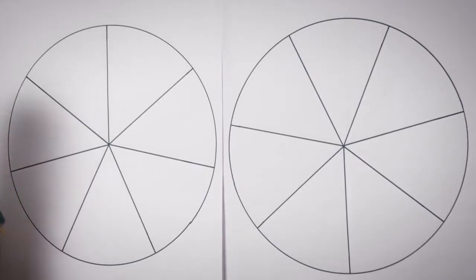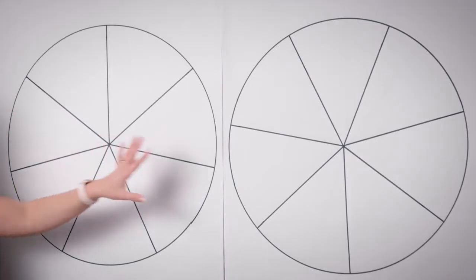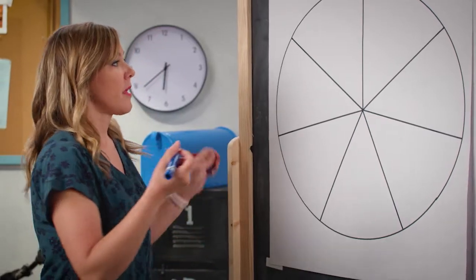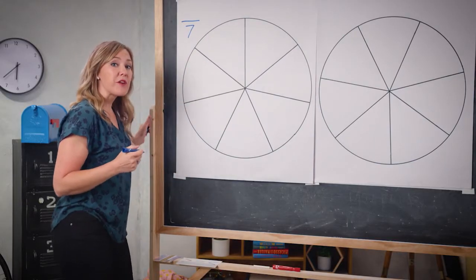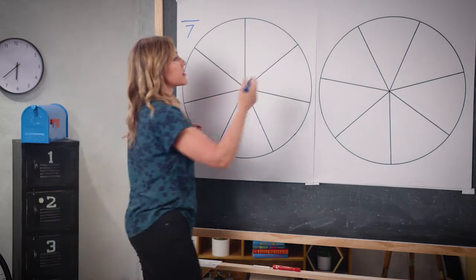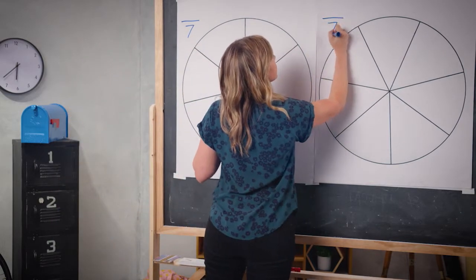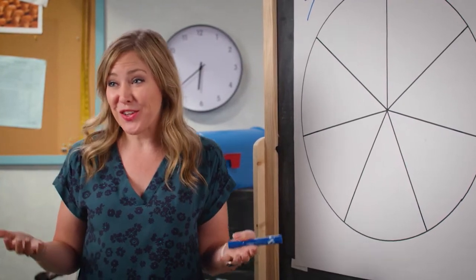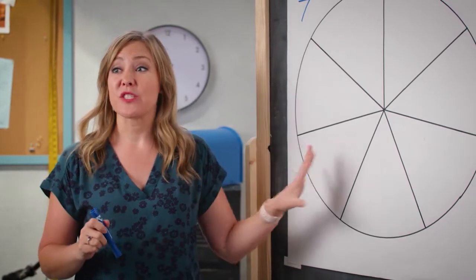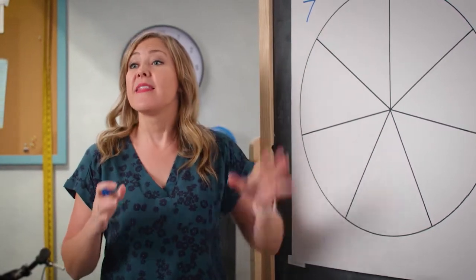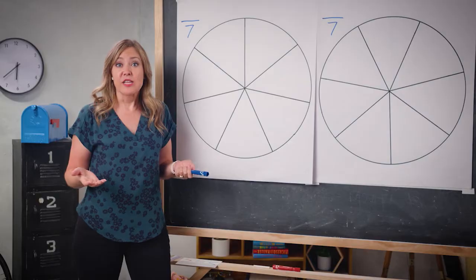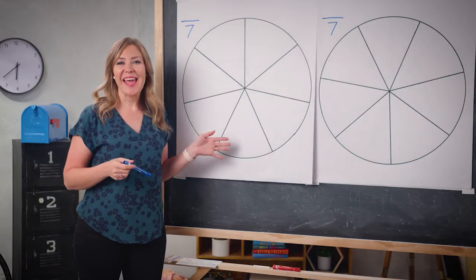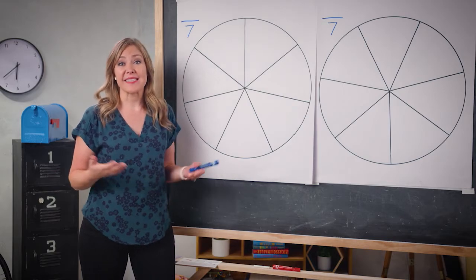I have two circles that are both divided into 7 parts. And the denominator represents those numbers of parts. Now, if we're picturing a big circular cookie cake, then this is how many total slices there are. Then the numerator is how many of those parts we shade in. So if we're talking about pizza or cookie cake, you can think of it as how many slices were eaten.